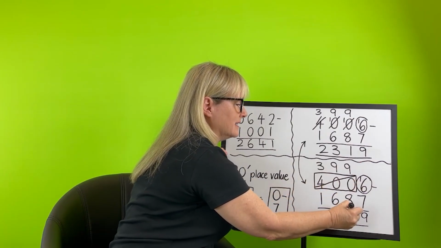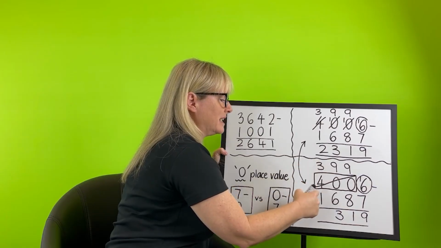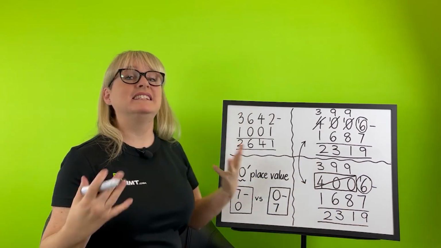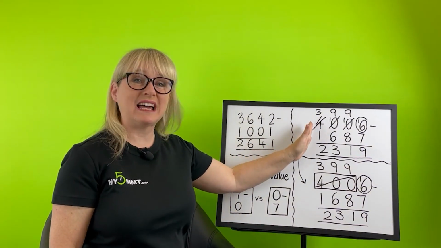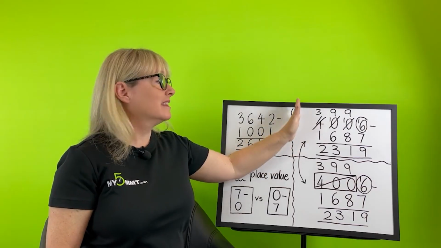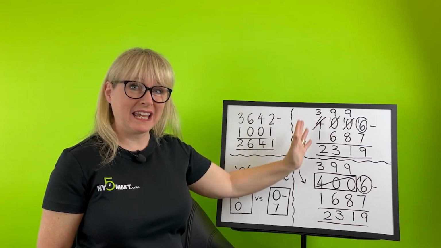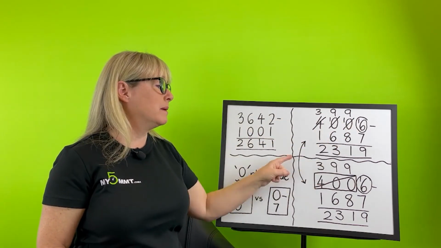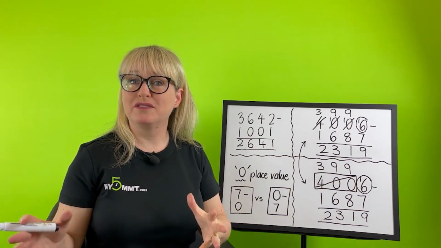90 take away 80 is 10. 900 take away 600 is 300. 3,000 take away 1,000 is 2,000. Same answer, different method. So you can choose if you prefer to start at the number, make it different, change it, move the tens across, cancel it out, make it 9 and keep going. Or you can box it up, remembering that it is a group of 10.